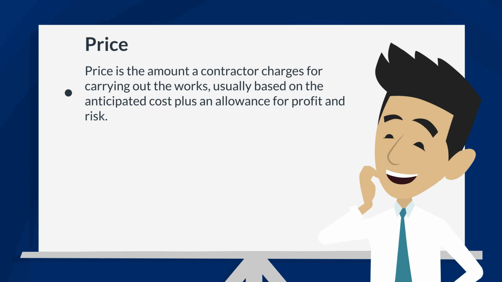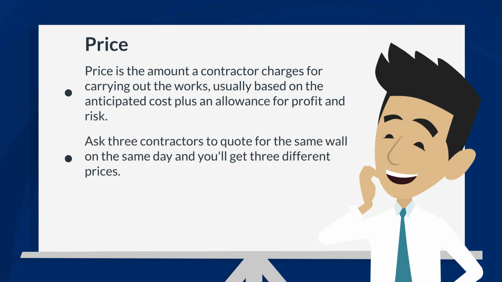But here's the thing, the price isn't fixed by the cost. Ask 3 contractors to quote for the same wall on the same day and you'll get 3 different prices. One wants the works and submits a competitive price at £1,850. Another is at £2,400. Same wall, different prices. It's not just the anticipated cost that affects the price. It's also how each contractor reads the market, assesses the risk, and decides how much they want the job.